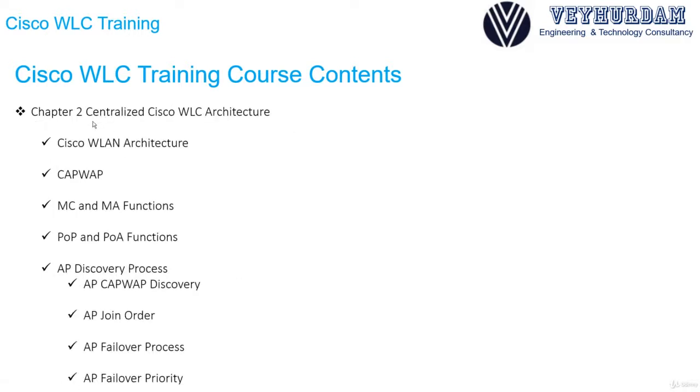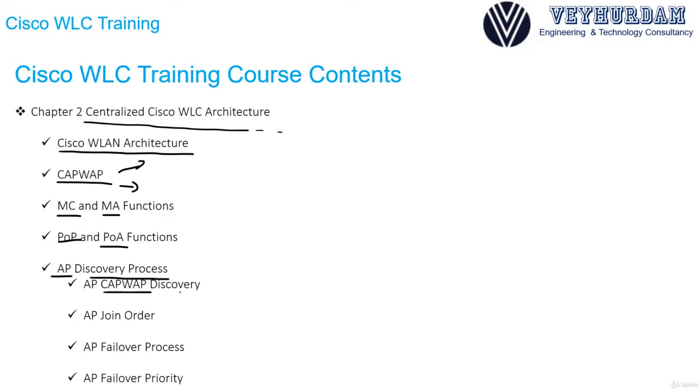On Chapter 2, we will go over centralized Cisco Wireless LAN controller architecture, how Cisco Wireless LAN architecture operates, what is CAPWAP tunnel, how CAPWAP tunnels operate and what are two different types of CAPWAP tunnels, MC and MA functions for your wireless LAN architecture, point of presence and point of attachment functions. Then we will go over access point discovery process.